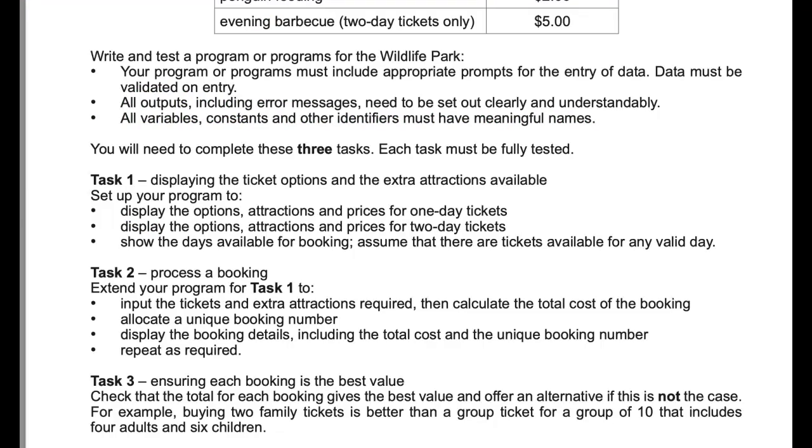Okay, so I've got my repeat as required, so that's my last bullet point there, and I'm not actually writing this out. Normally I would make a list of things that I need to do in code, but we don't have to do that because they've done it for us. So the next thing is we're going to input the tickets and extra attractions required. So the first part of the first bullet point there.